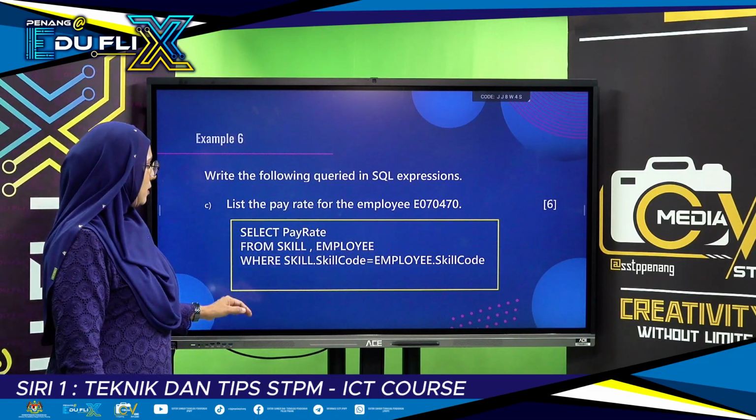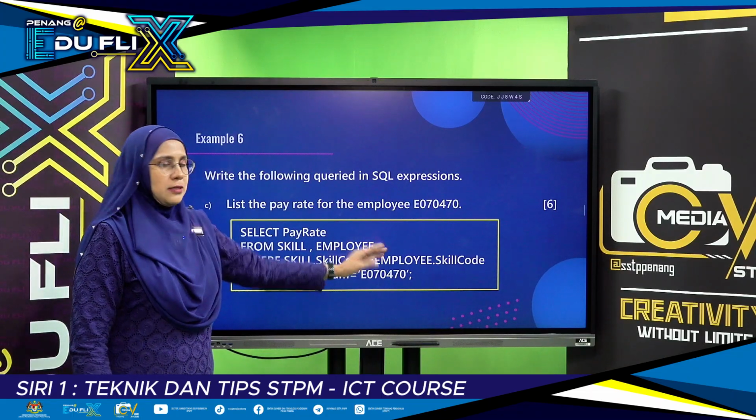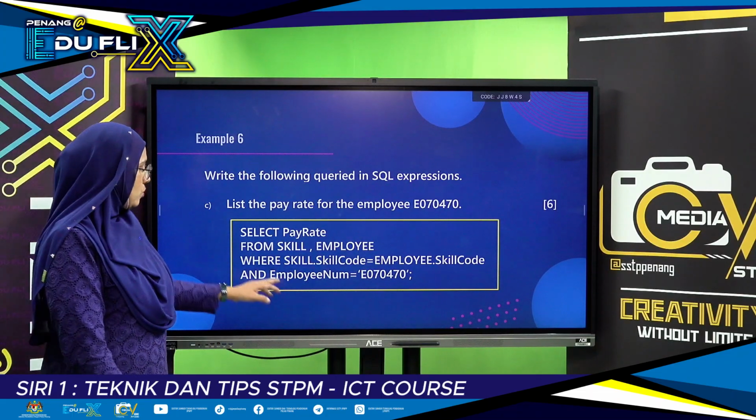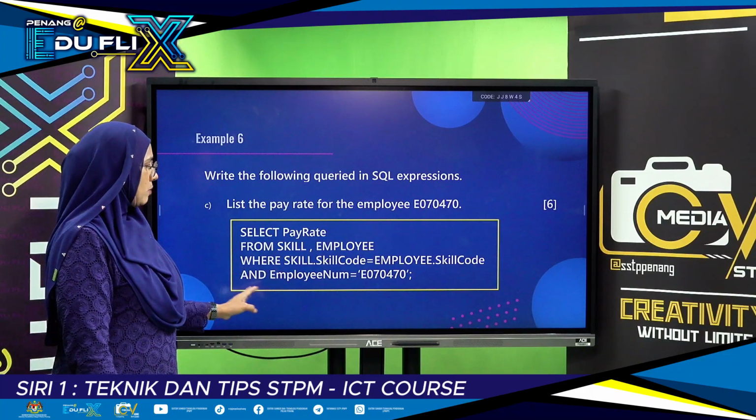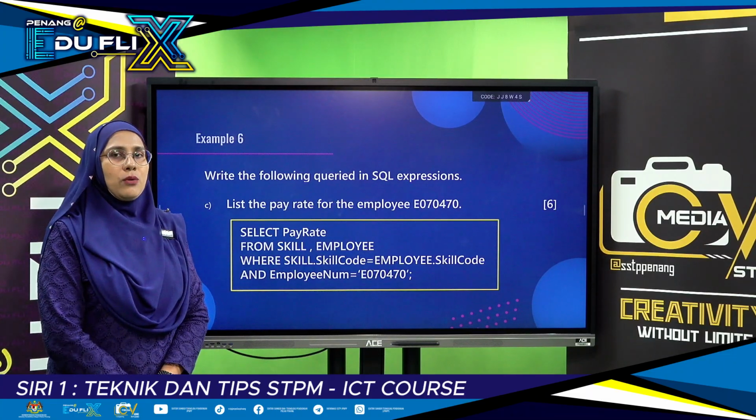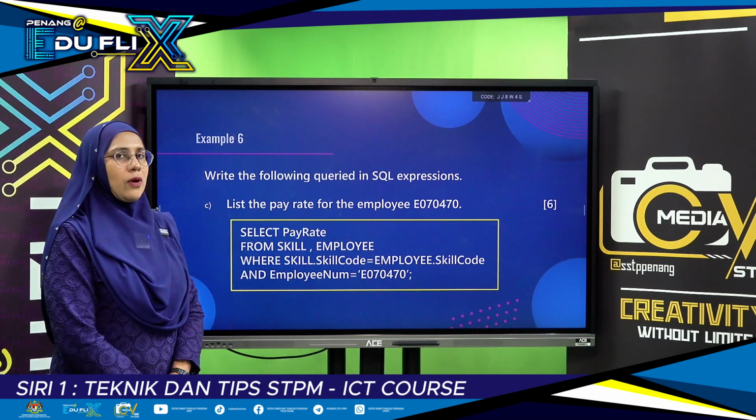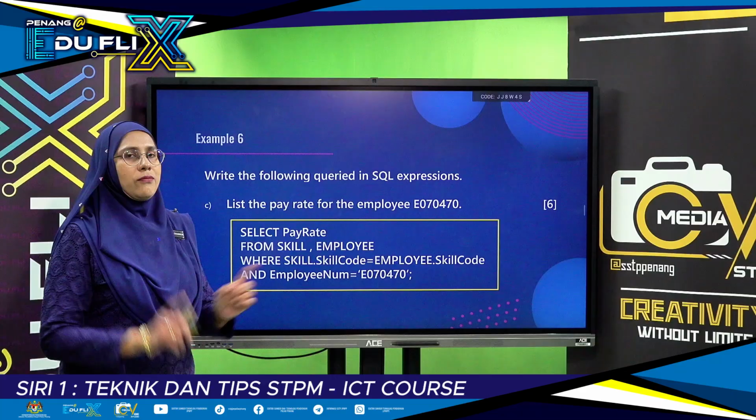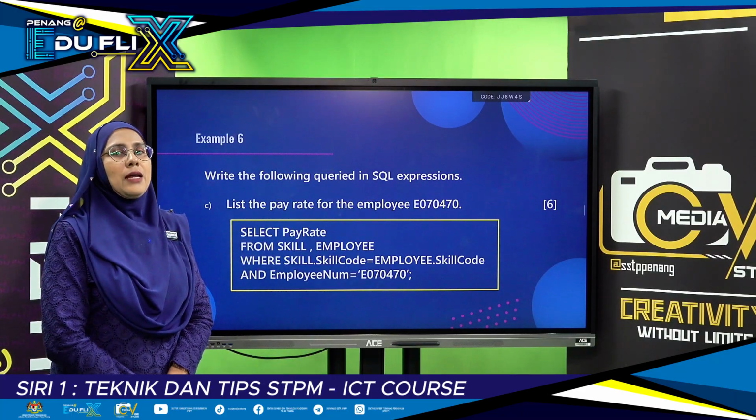Then only the condition, the employee number, is this one. So you use AND because you have 2 conditions here, this one and this one. Alright, so this is the tricky part. Just take note how to write the SQL command if you have to look for data from 2 or 3 tables. Look for the foreign key and primary key.